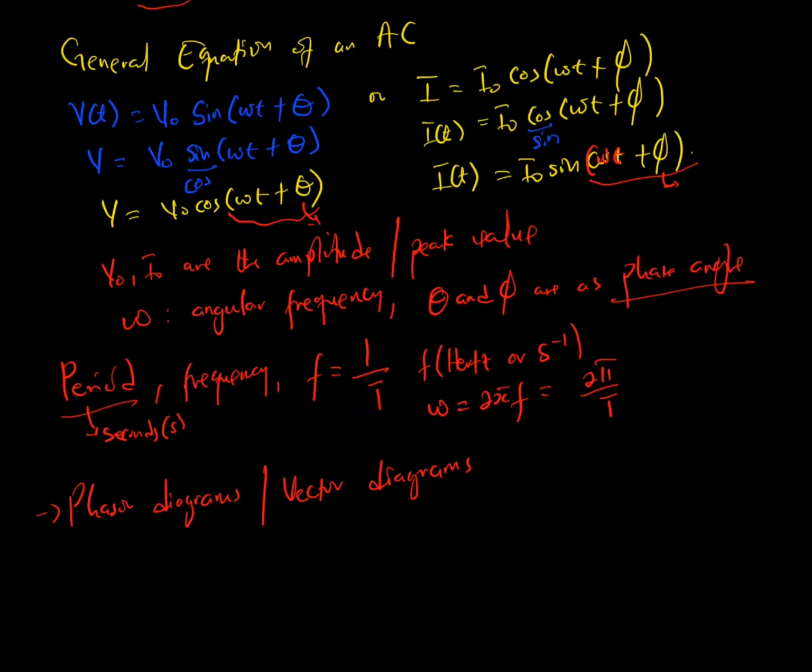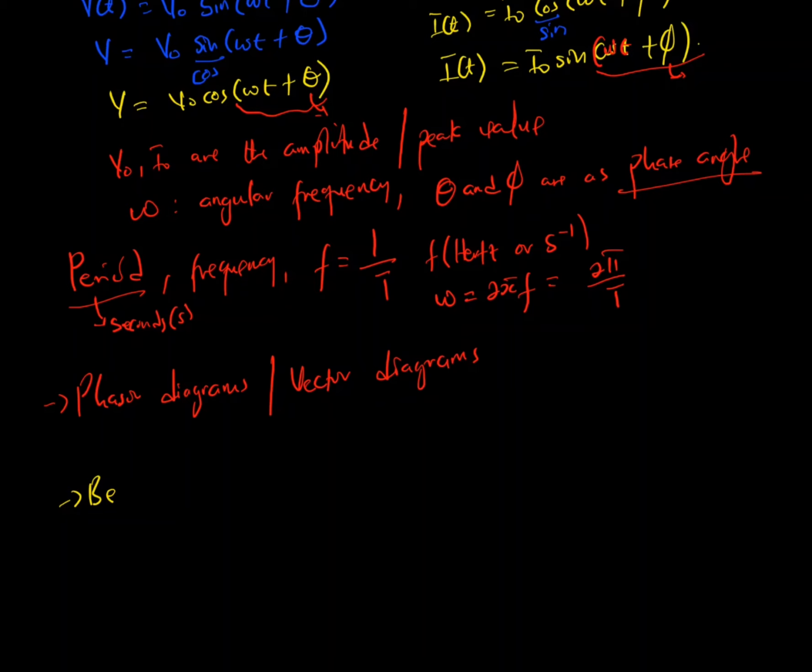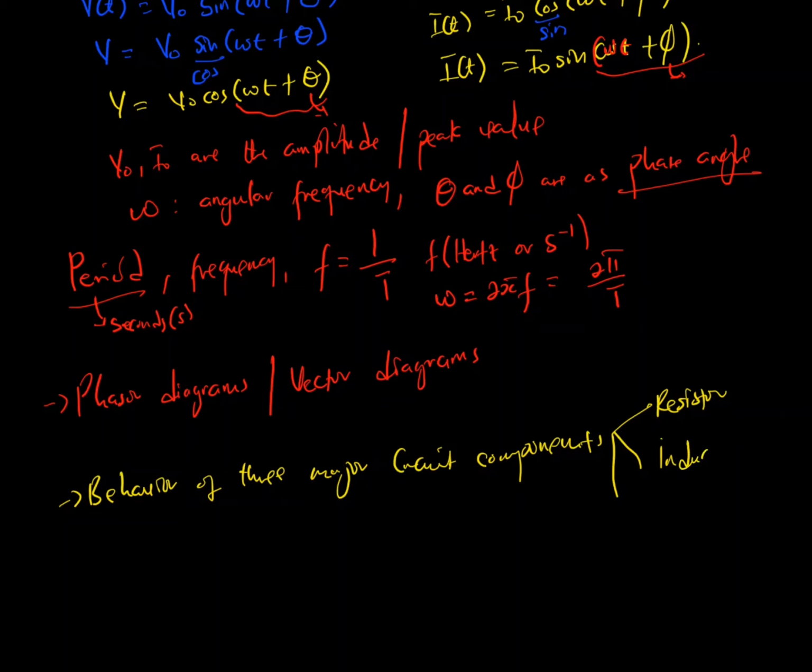What does this mean, and how does that affect our circuit? We want to look at the behavior of the 3 major circuit components. When I mention 3 major circuit components, you know them, right? That is the resistor, inductor, and what? Capacitor. So these 3 major components, passive components, we look at their behavior.